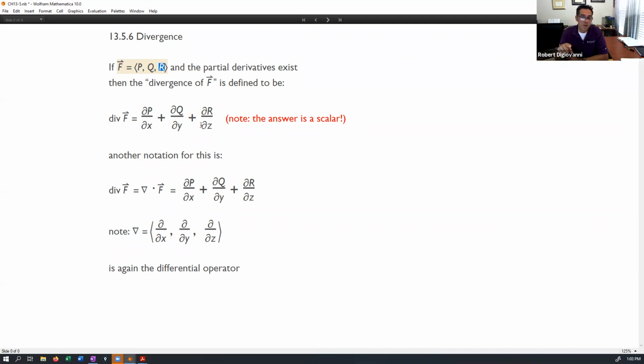That's different than the curl. When you compute the curl of a vector field, you get a vector. When you compute the div of a vector field, you get a scalar.